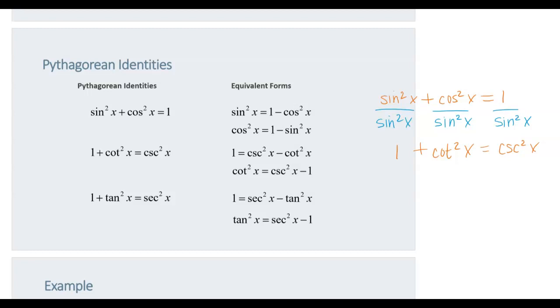The equivalent forms that we see here are just subtracting one of the terms onto the opposite side of the equation, and we use that sometimes for substitution purposes. Often with trig functions, we're trying to eliminate one particular function and get everything in terms of one function, and so these are equivalencies that we'll use.